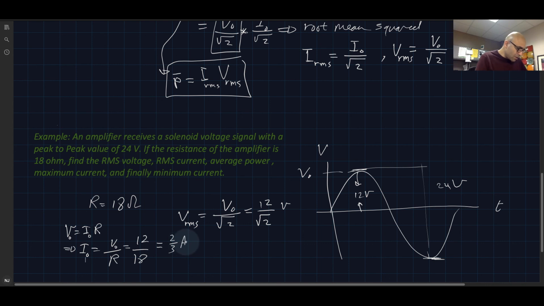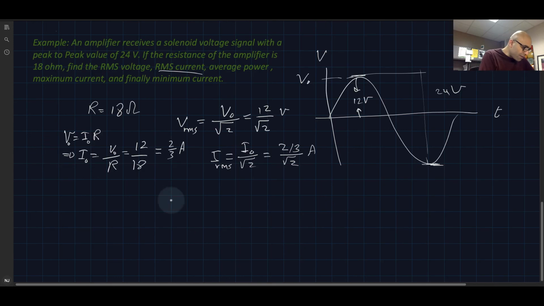amps. That's the maximum current. If you want to find the RMS current, I RMS should be equal to I naught divided by root 2. So this should be 2 over 3 divided by root 2. And that's the answer for the RMS current.